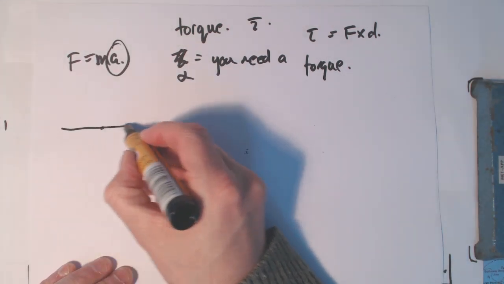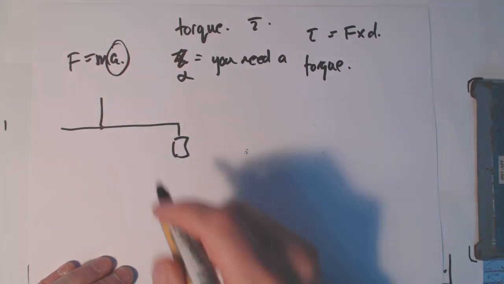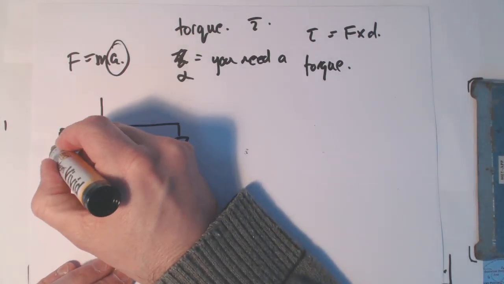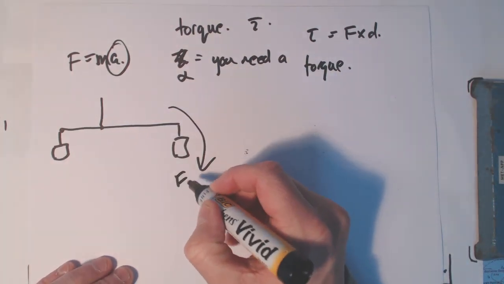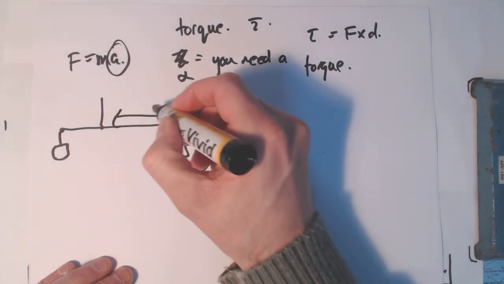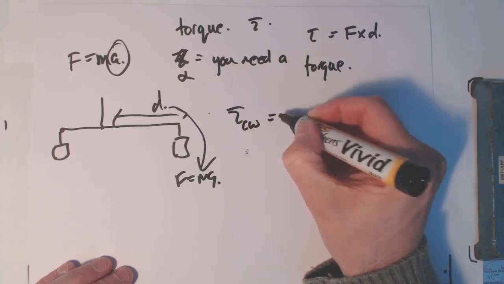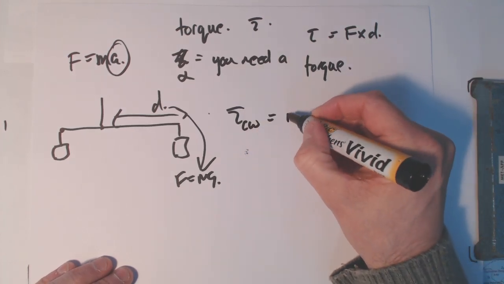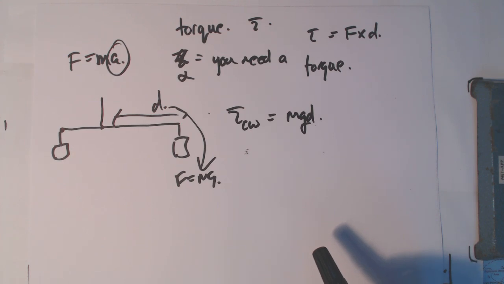Now, when we initially used to do torques, what we used to do is we used to go, okay, we've got a beam or a pivot, and we'd say, okay, if this one's got a mass, then the clockwise torque, the torque this way, will be the force, which is the weight force, times that distance. So we'd say the clockwise torque is equal to mg times d. And we used to do that whole balancing thing. That's quite simple.